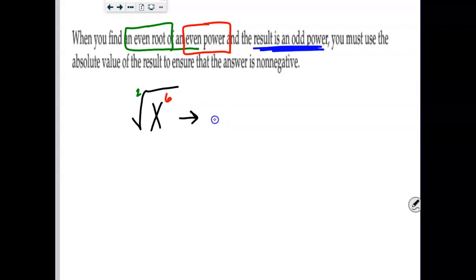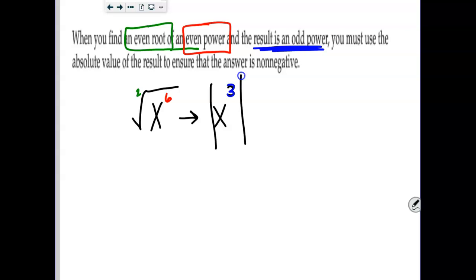And the result, what would be 6 divided by 2? 3. And the result is an odd power. You cannot call this x to the 3rd power. You're supposed to call it the absolute value of x to the 3rd power. What? It's like they just made this up.